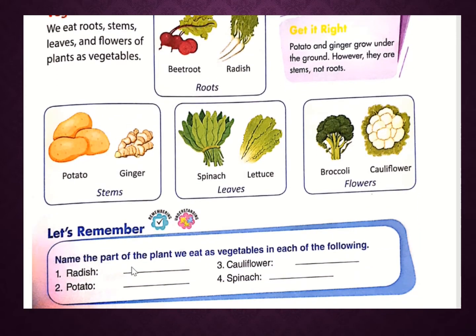So, name the part of the plant we eat as vegetables in each of the following. So, radish. Radish is what? It's a root. So, you will write root over here. Read the lesson again and then you can complete the exercise.